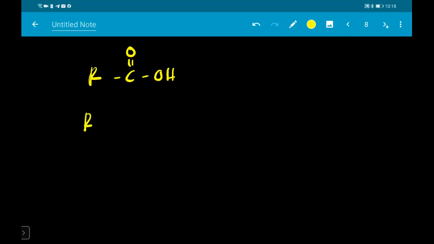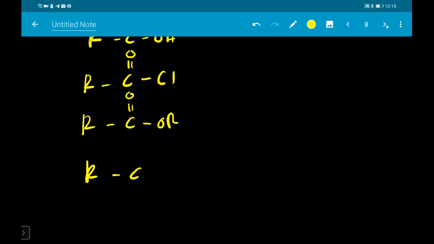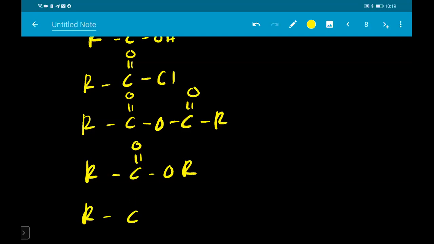Anak-anak dia siapa? It can be RC double bond O Cl. It can be RC double bond O OR. It can be RC double bond O, C double bond O R. Sepatutnya ni dekat atas ni. Saya tulis balik. Sepatutnya lepas acid halide kita ada anhydride. Ni anak nombor 2. Ni anak nombor 3 OR, dan kita ada R C double bond O NH2.